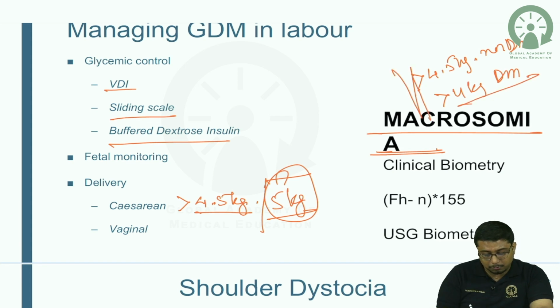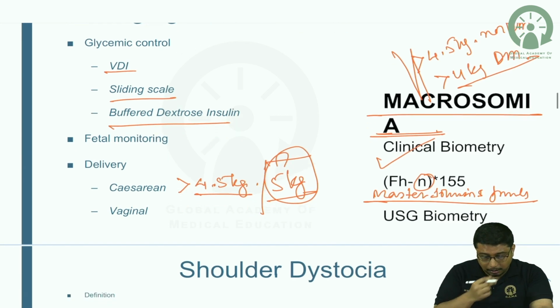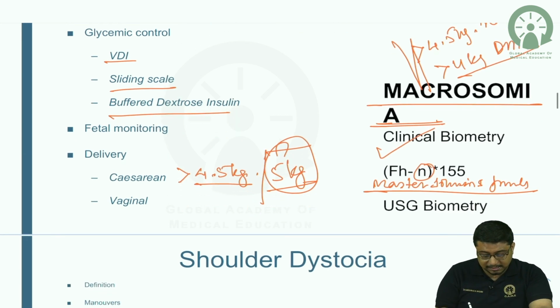Estimated fetal weight. How to estimate the fetal weight? Either by clinical biometry or by this formula. This is Master Johnson's formula. This n depends on, n's value is not fixed, depends on how engaged the baby's head is, and USG biometry is definitely the best way to estimate the fetal weight.